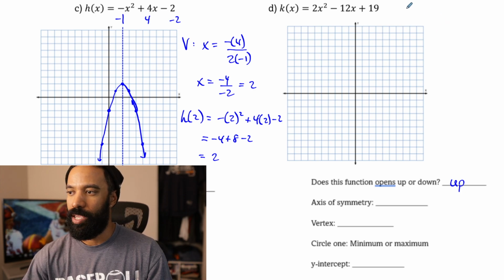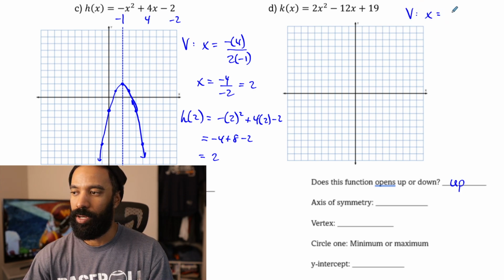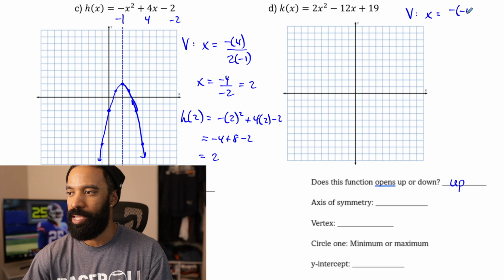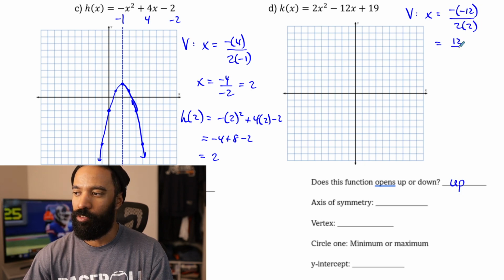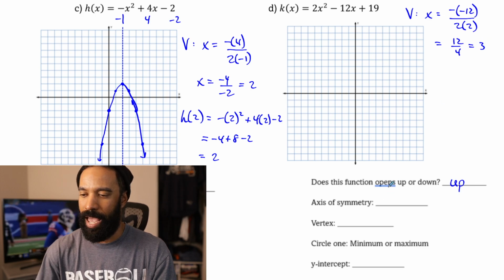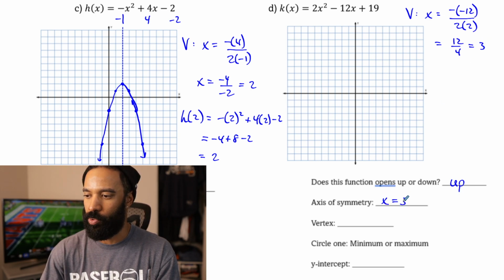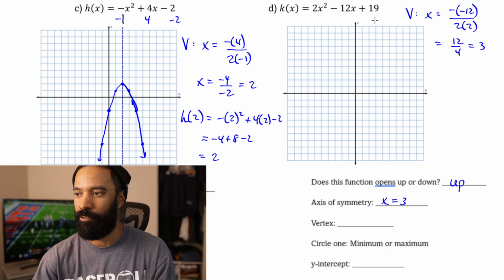The axis of symmetry comes from the x value of the vertex. We are going to get x equals negative b over 2a, which is 12 over 4, which is 3. X equals 3 is the axis of symmetry, and this time I'll actually draw that line first.